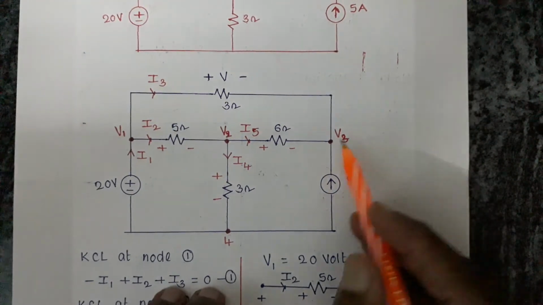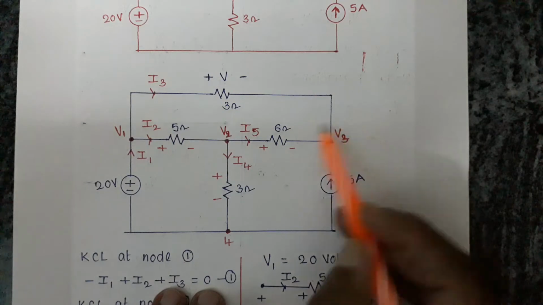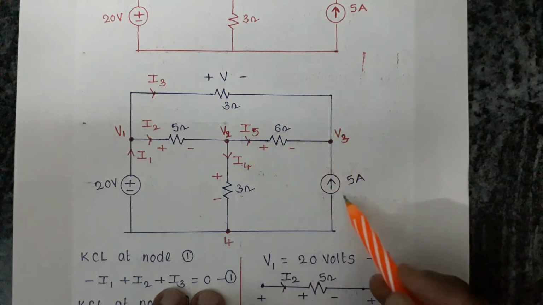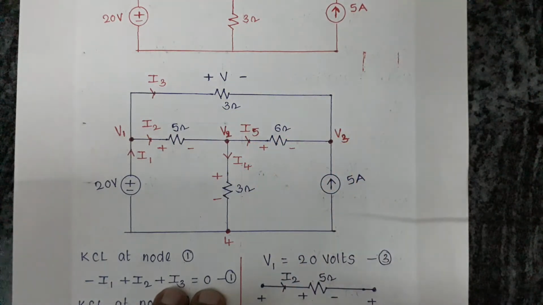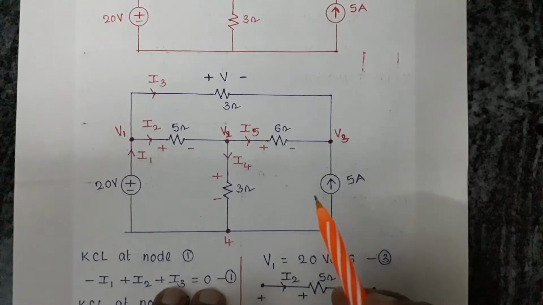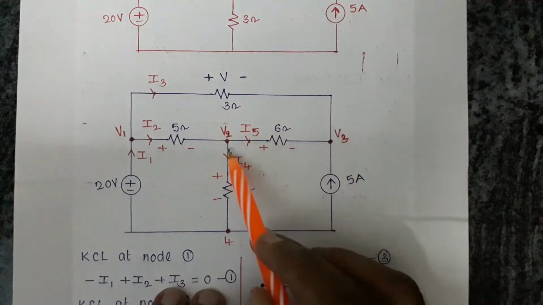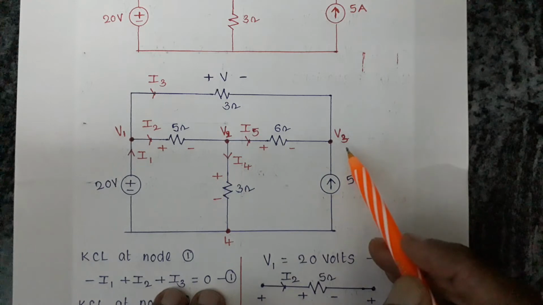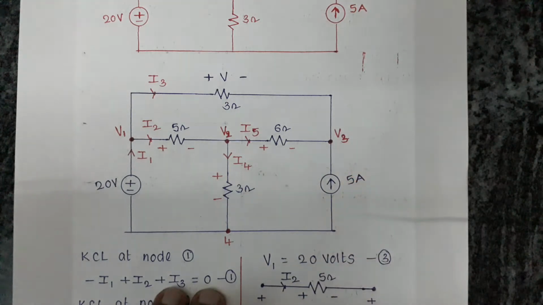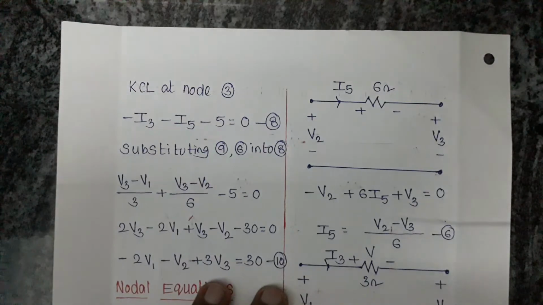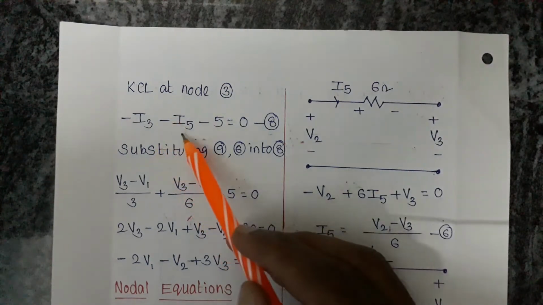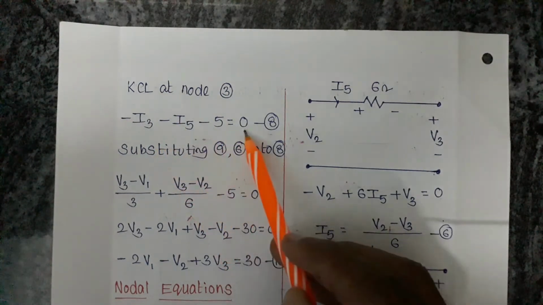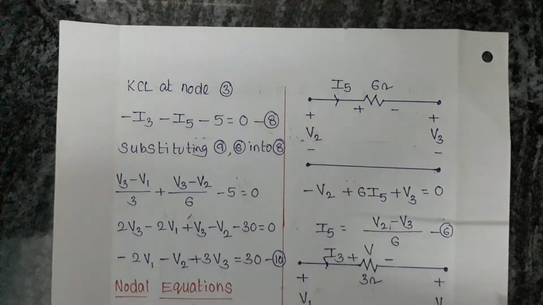If you write KCL at node 3, I3 is coming towards the node, I5 is coming towards the node, and 5 amperes is also coming towards the node. So if you write the KCL equation, minus I3 minus I5 minus 5 equal to 0. Taking that as equation 5.